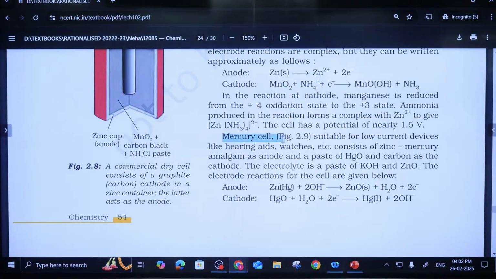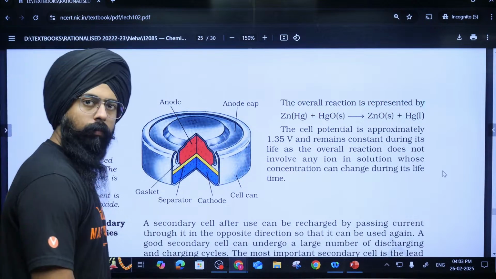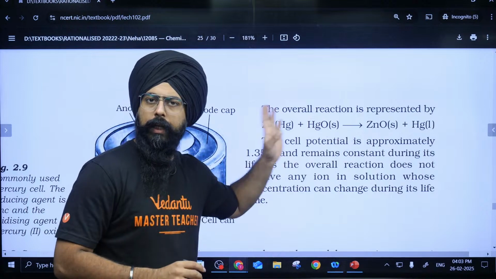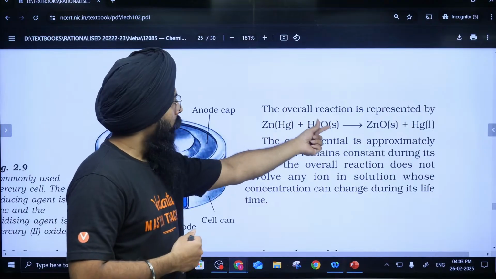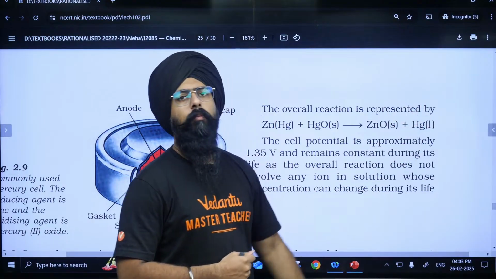So this mercury cell, which is suitable for low current devices like hearing aids and watches, consists of zinc mercury amalgam as anode and a paste of HgO and carbon as the cathode. Have a look. Anode is this zinc amalgam and cathode is HgO. Now the overall reaction looks like this. Look at the overall reaction. My dear friends, do you see that in the overall reaction there is zinc amalgam, which is going to be a paste, solid HgO, solid zinc oxide and pure liquid mercury.